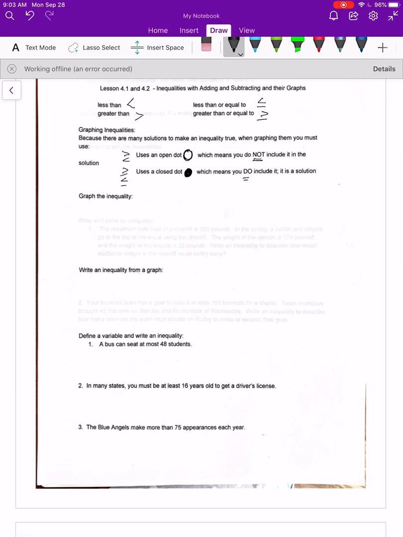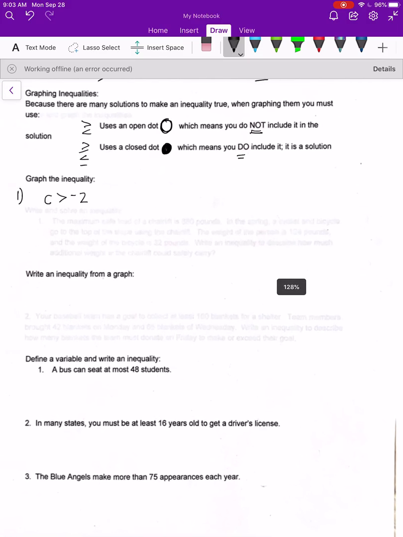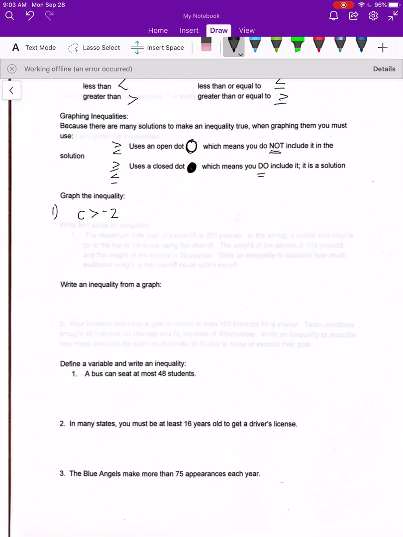So just a couple of things for you to keep in mind. So we're going to graph the inequality. So let's kind of get an idea of what we're talking about. So number one, C is greater than -2. And what you can do is, because there are many options here, C could be 1, C could be 0, C could be 292. It's best to graph this situation to include all the inequalities, okay?